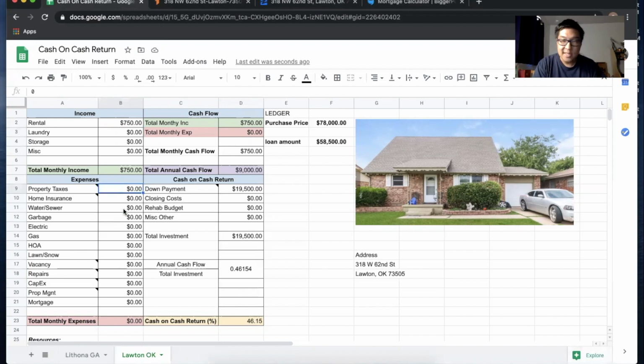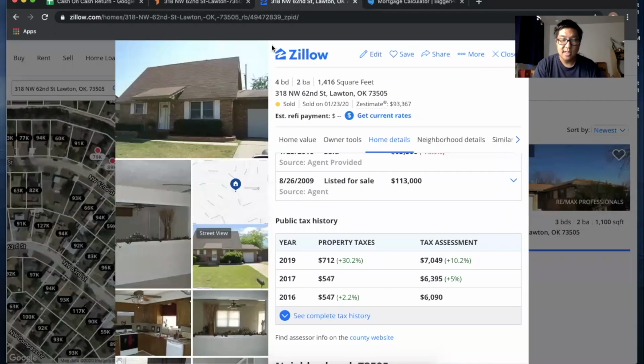Okay, so property taxes. Now I can go straight to the Oklahoma website, the property tax assessor, and get that information from there. But I think I got this information off of Zillow. Let's go to Zillow really fast. Now, Zillow says in 2019 they paid $712 for this property. I'm not quite sure where they got that number, but that's totally fine. I'll probably use about 800 just to play it safe.